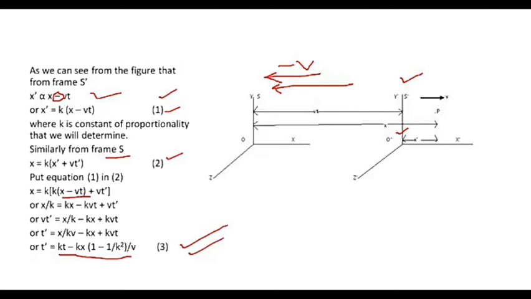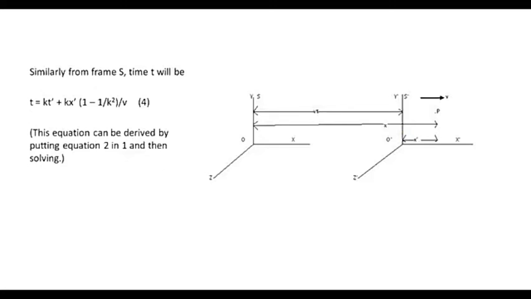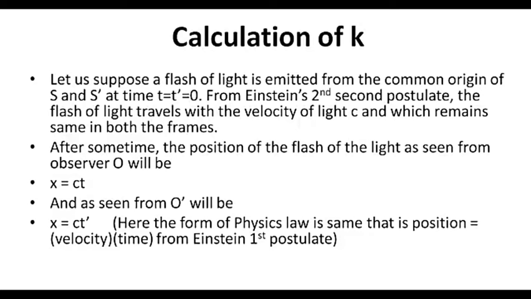Now we have the equation for t dash also. Similarly, from frame S, time t will be t equals k into t dash plus x dash by v. This equation can be derived by putting equation 2 in 1 and then solving. Now we calculate the constant k.